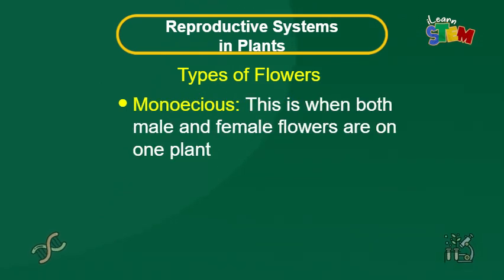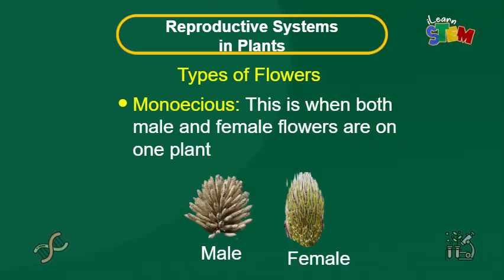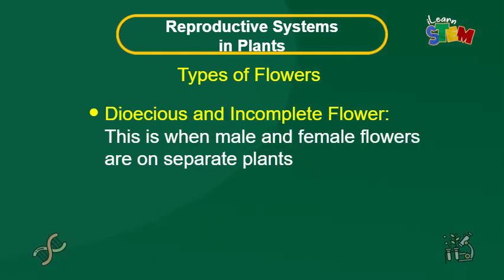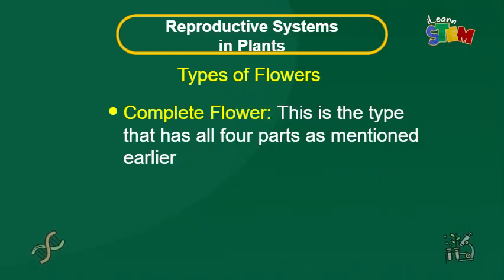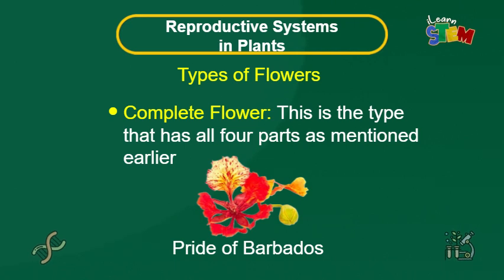3. Monoecious. This is when both male and female flowers are on one plant. An example is oil palm. 4. Dioecious and incomplete flower. This is when male and female flowers are on separate plants. An example is pawpaw. 5. Complete flower. This is the type that has all 4 parts as mentioned earlier. An example is the pride of Barbados.